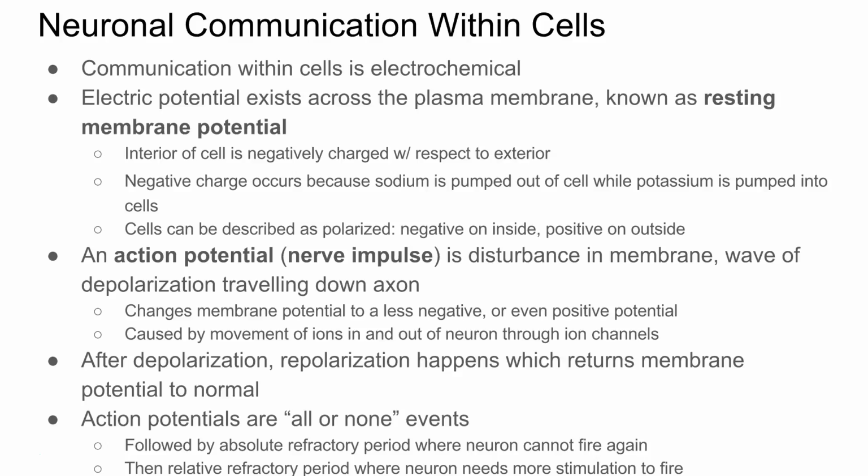And so following an action potential or this nerve impulse, there's something called an absolute refractory period where the neuron absolutely cannot fire again because it's positively charged or not negatively charged enough to react. Then there's what's known as a relative refractory period where the neuron needs more stimulation in order to fire. So it would need to receive more of the neurotransmitters in order to fire again, versus if it was at its full resting membrane potential.